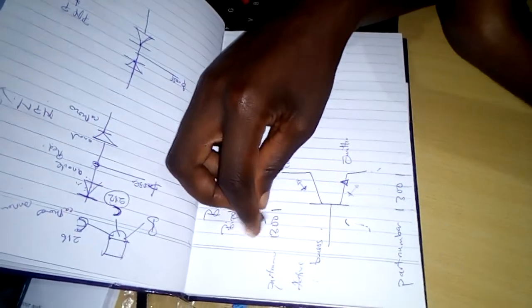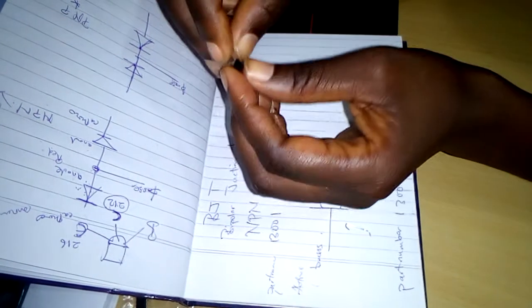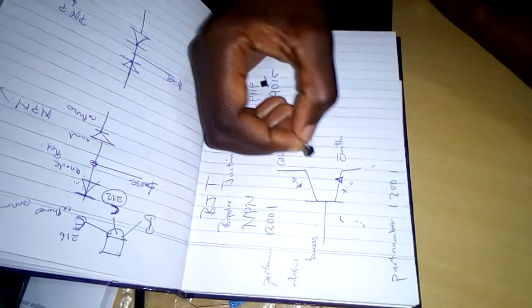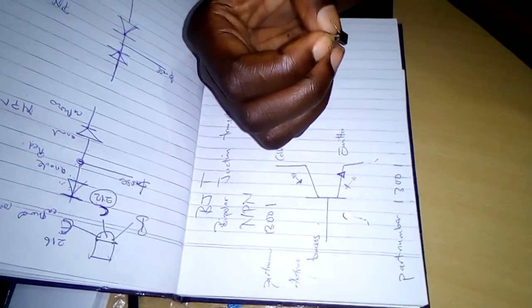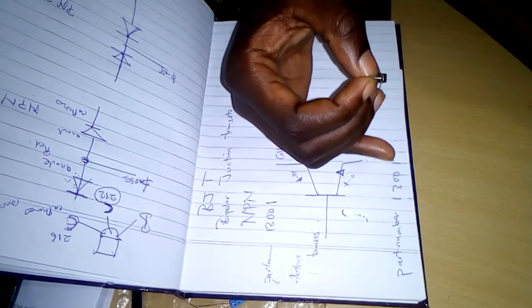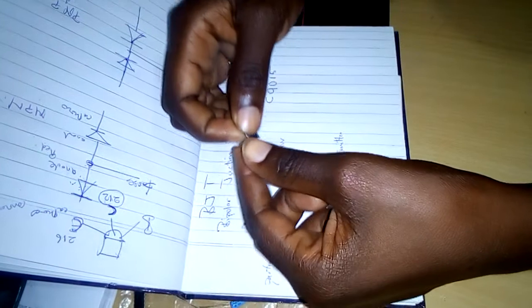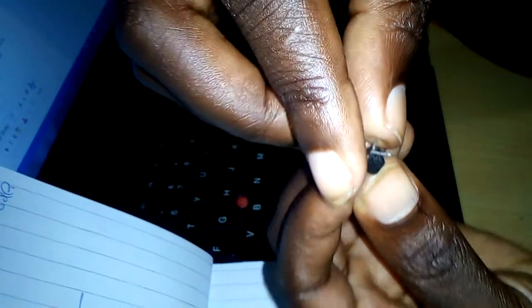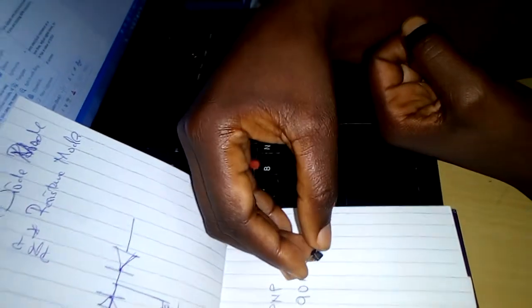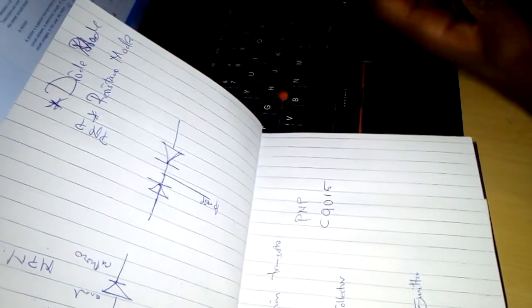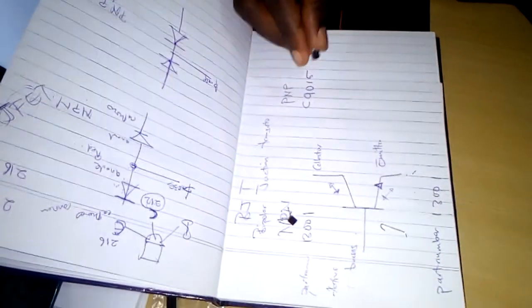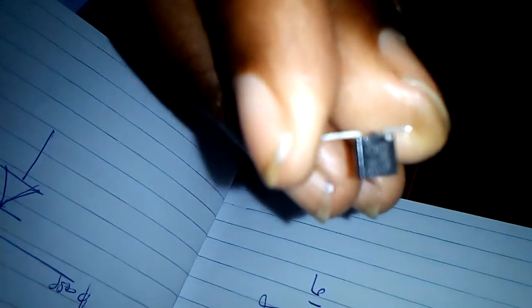How do I know that this one is an NPN transistor? It has a part number of 1301, and this PNP transistor has a part number of C9015, as shown here.